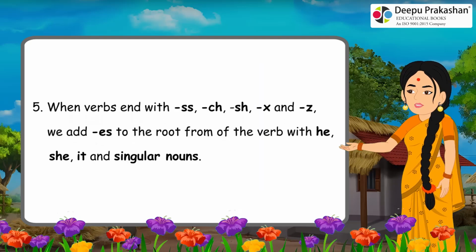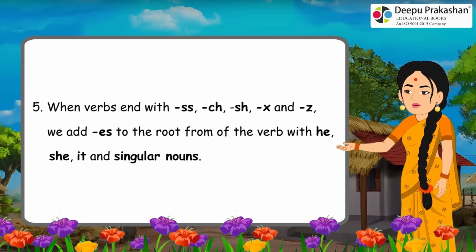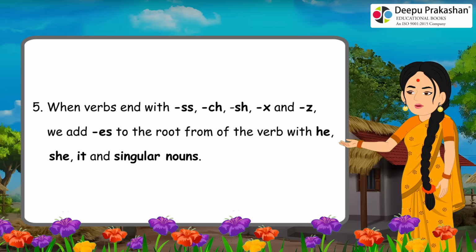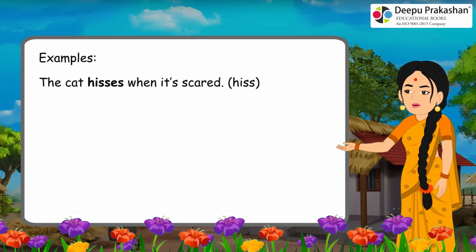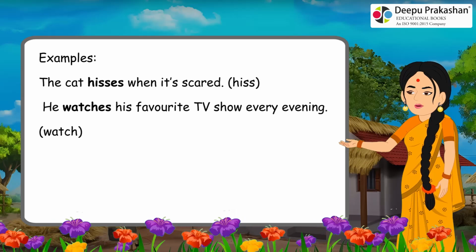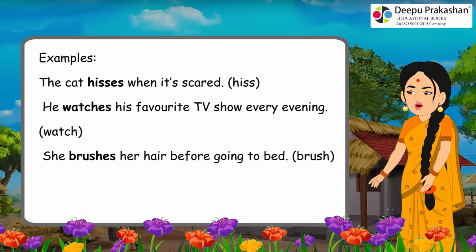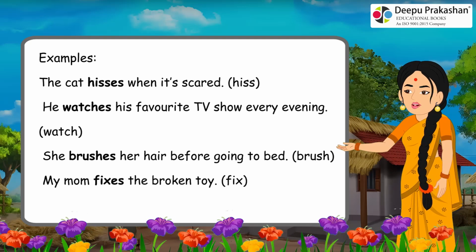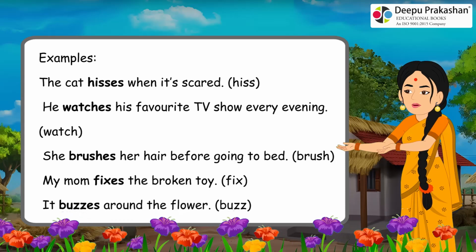5. When verbs end with ss, ch, sh, x, and z, we add es to the root form of the verb with he, she, it, and singular nouns. Examples. The cat hisses when it's scared. Hiss. He watches his favorite TV show every evening. Watch. She brushes her hair before going to bed. Brush. My mom fixes the broken toy. Fix. It buzzes around the flower. Buzz.